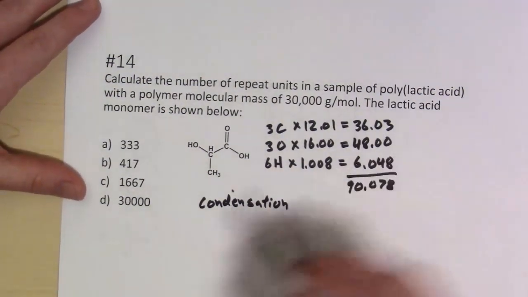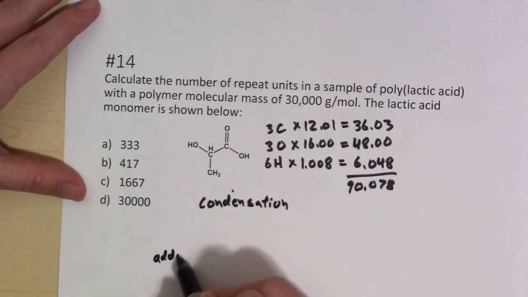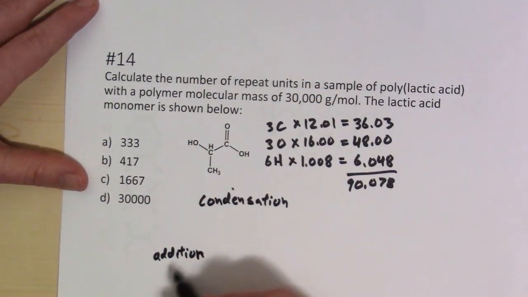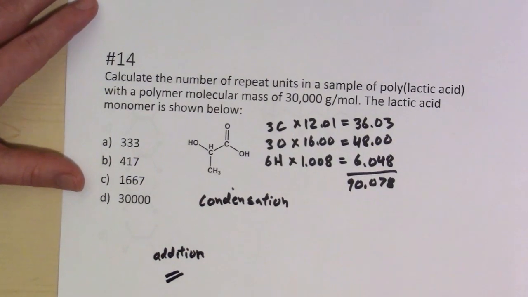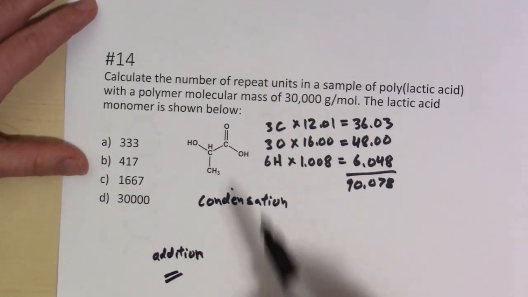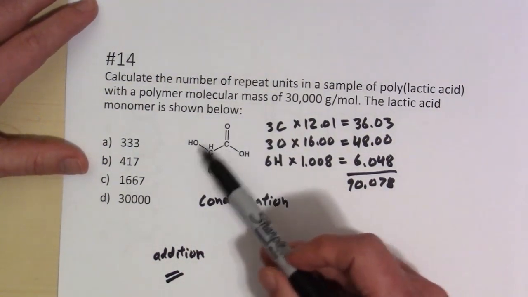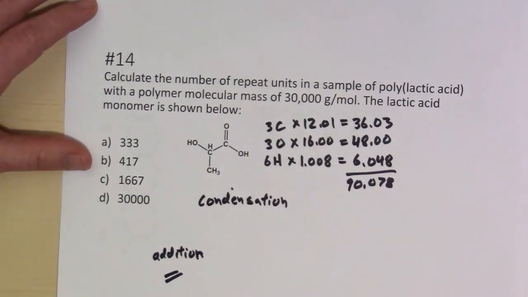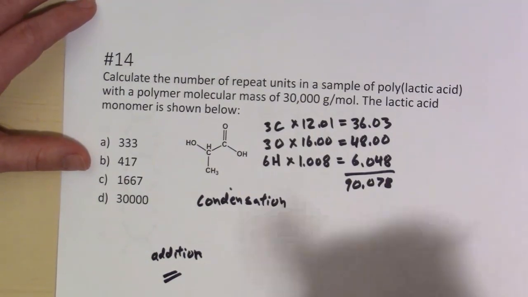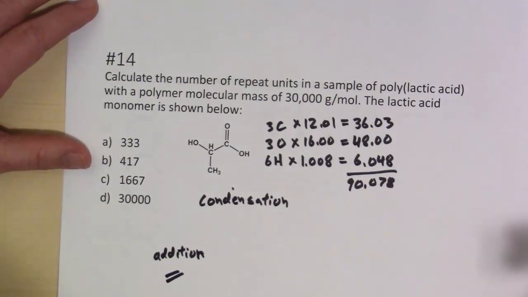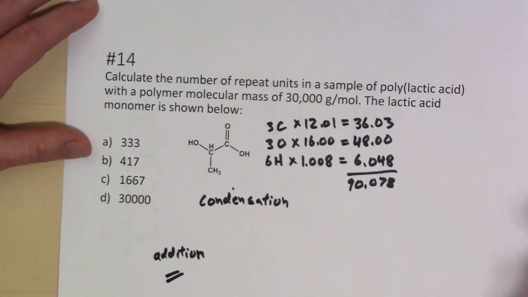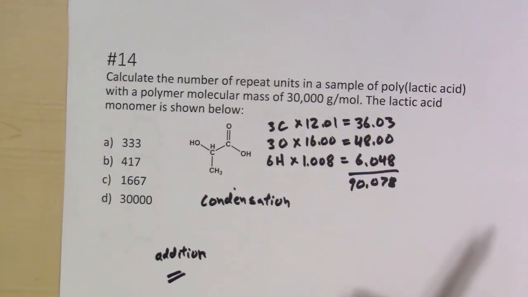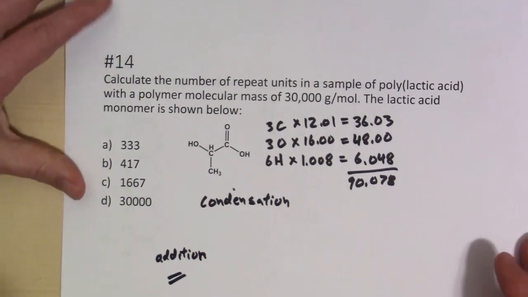The other option would be addition polymer, but those typically always involve carbon-carbon double bonds. We don't see that in here, so we can infer that this is going to go through a condensation polymerization, which will cause a small molecule to condense out of the polymer from the monomer units. So that's why it's called the condensation polymerization. It's condensing out some small molecule.